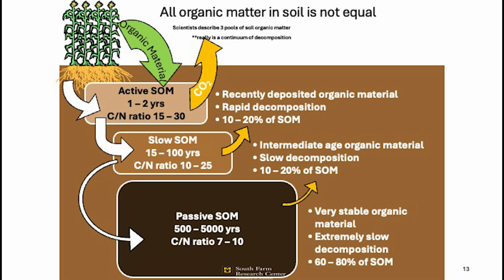The next one is more of an intermediate. This is maybe 15 years old. This is still fairly stable. It doesn't change much, but there is some turnover. But what we really are looking at when we're speaking of soil biology is the active carbon. This is the carbon that's probably from that year or the last 2 years. This is what the soil microorganisms are breaking down right now.